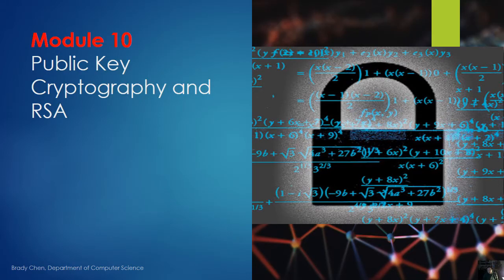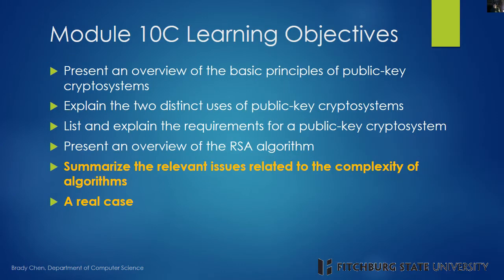This is Part C of Module 10, Public Key Cryptography and RSA. In Part A and Part B, we first discussed the basic principles of public key crypto systems, and we also explained the two different types of crypto systems. One is called a symmetrical system, the other is called an asymmetric system. The symmetrical system is also called a conventional system or private key system.